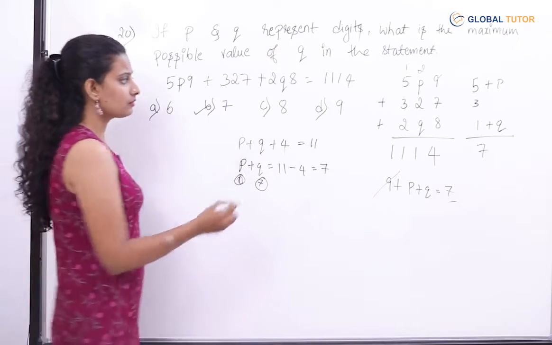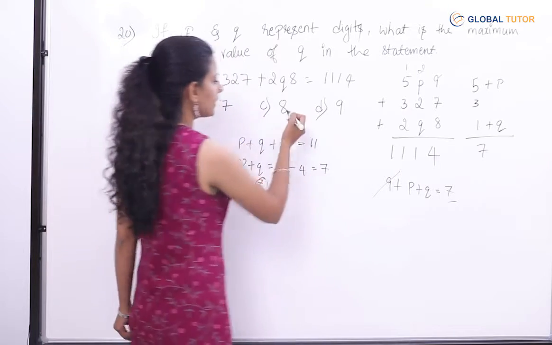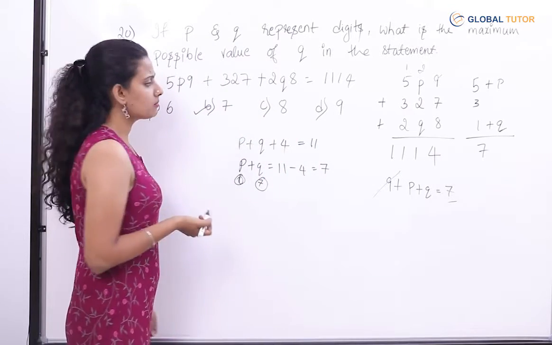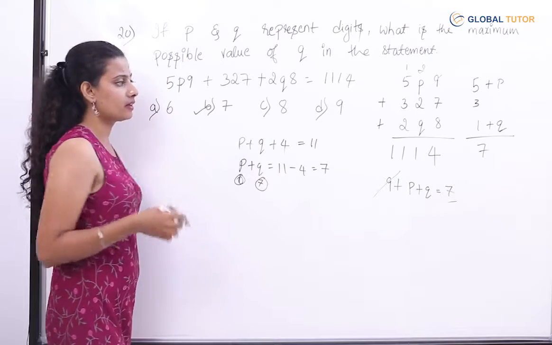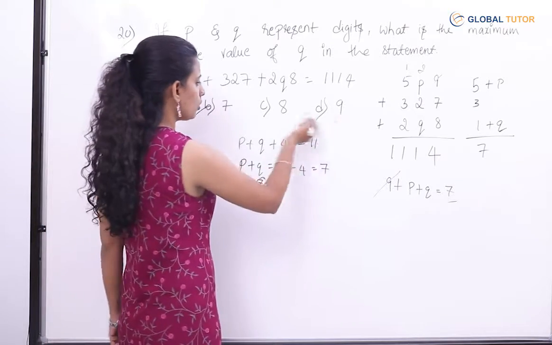But tell me something, we also have digits 9 and 8, which are maximum values when compared to 7. Why can't it be 8 or 9?